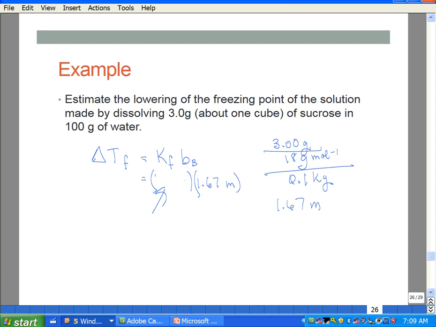That's as simple as that, right? So I know y'all have seen these types of problems before. So there's only one more type of thing. What is osmosis? That is also a type of colligative property.